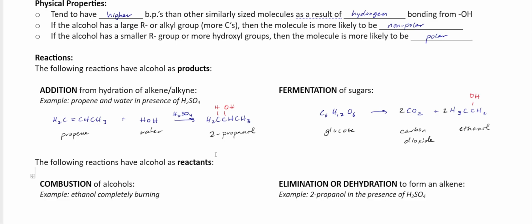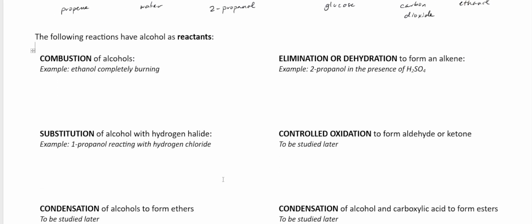The following reactions have alcohols as reactants. One that we have seen before is the combustion of ethanol. So I'll have C2H5OH plus O2 goes to form CO2 plus 3H2O. I'm not going to worry about writing names underneath this one. These combustion reactions we've been seeing for a while, so you know what everything is here.